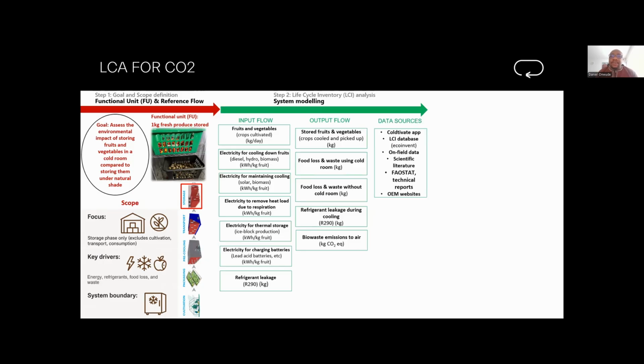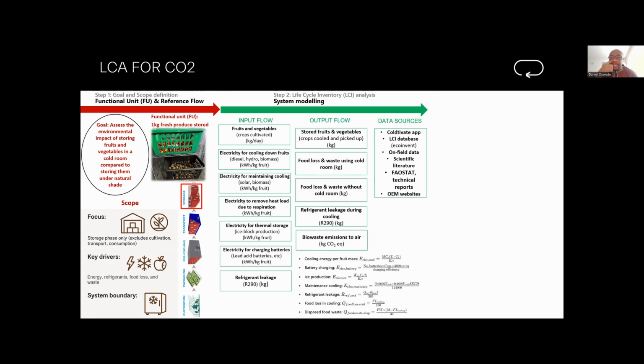Now to carry out the life cycle inventory analysis, we use both literature data and real-life field data collected through the Cultivate app. The app gives us more granular input like temperature, energy, produce mass, and refrigerant type. And yeah, this is good to emphasize. And then we also got data from the EcoInvent database, the manufacturers' websites, and so on and so forth. Okay. And then we have a bit of the equation that we use to compute this electricity.